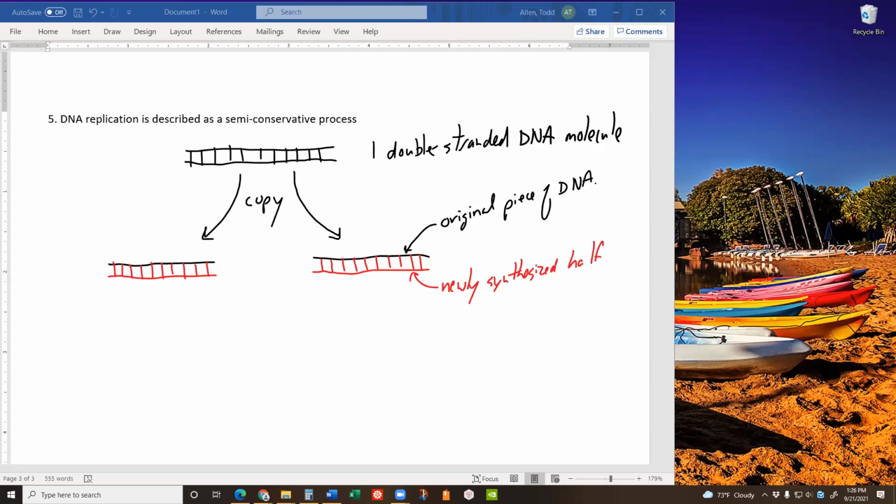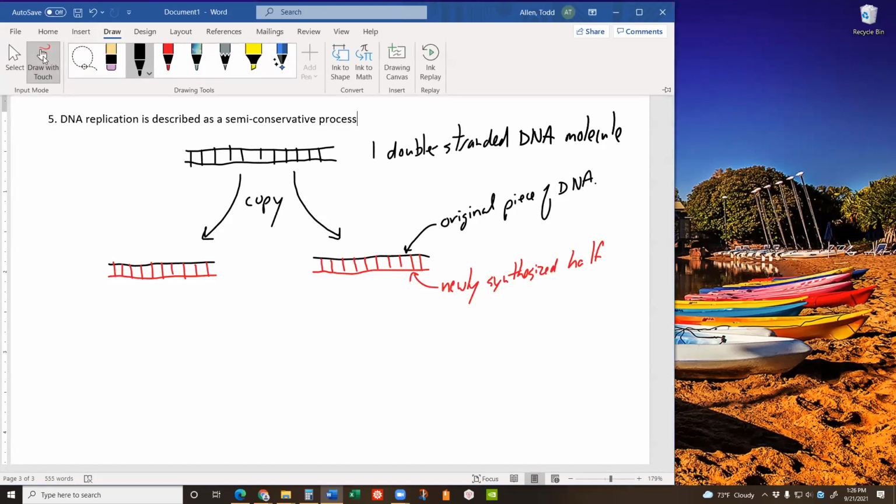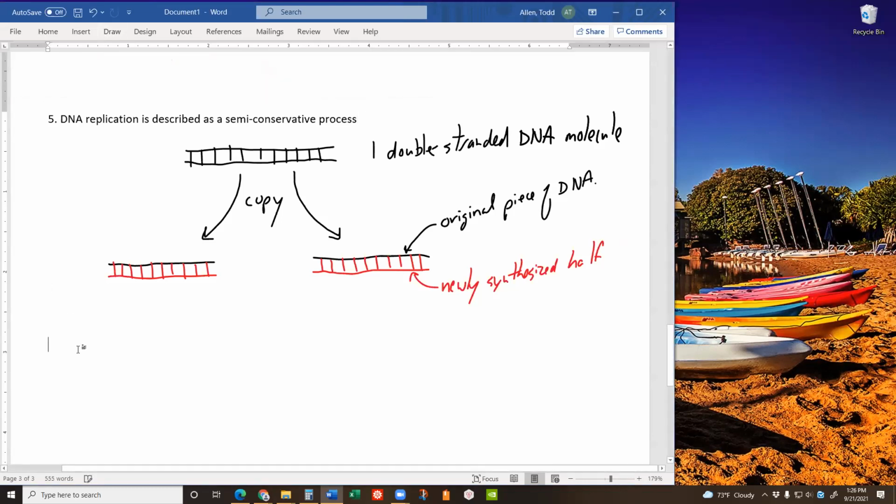And so part of our conversation has to be, over today and the next couple lectures, how is this actually happening? All right. So a couple other talking points here. Let me try to shift back to note taking. Number 6. DNA as a molecule has directionality to it.